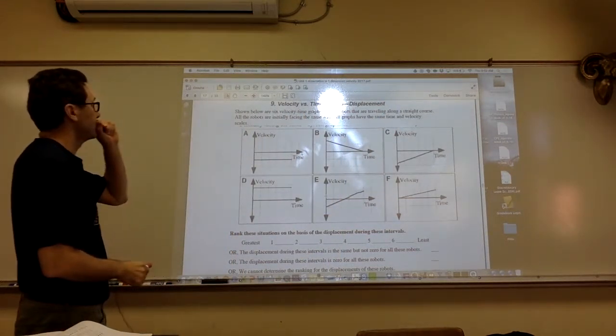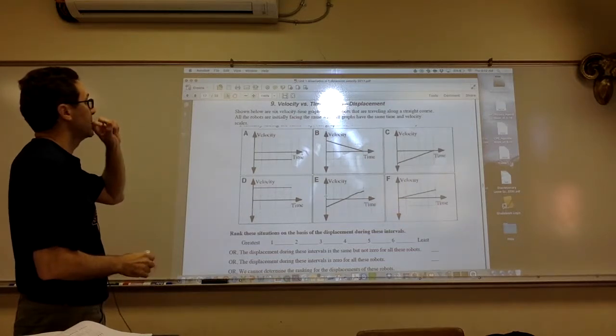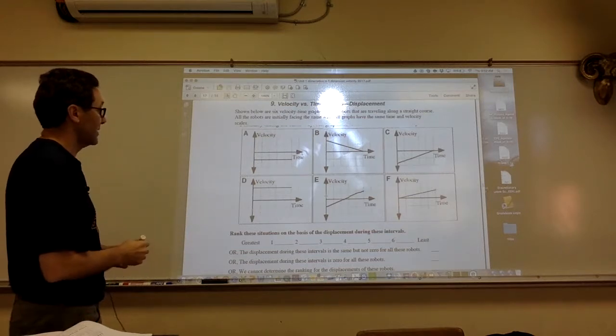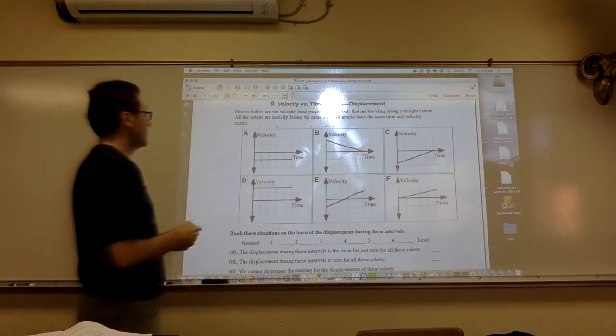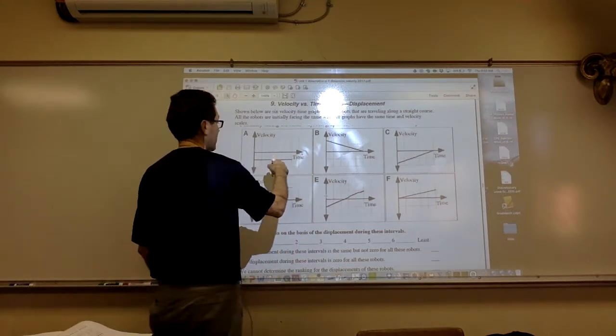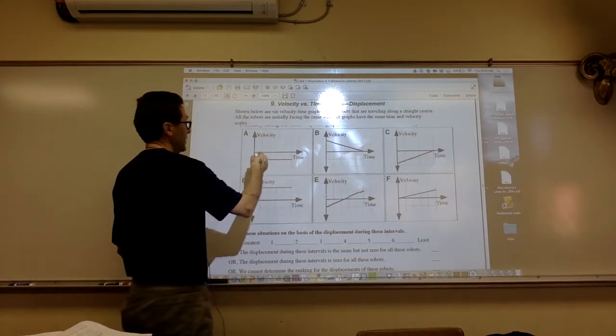Okay. These are velocity time graphs. Okay, so we're going to rank this based on the displacement. Now, if you have a velocity time graph, the displacement is just the area between the curve, the line basically, and the time axis, right?